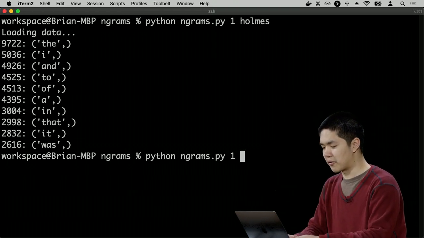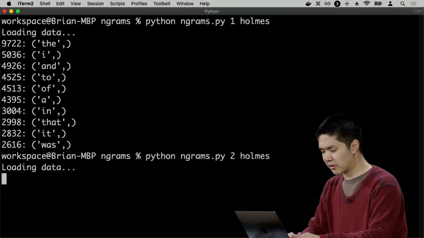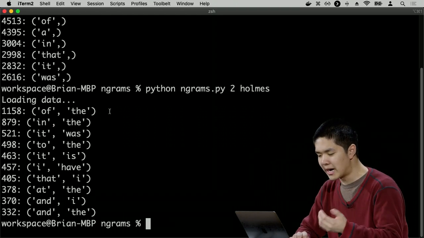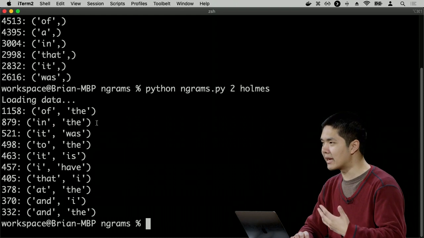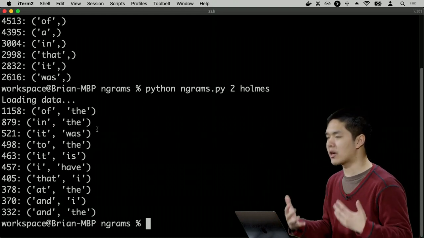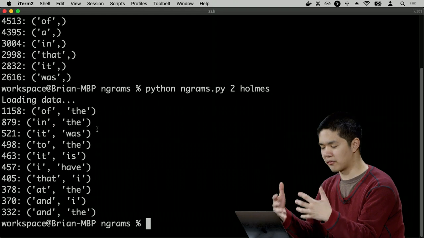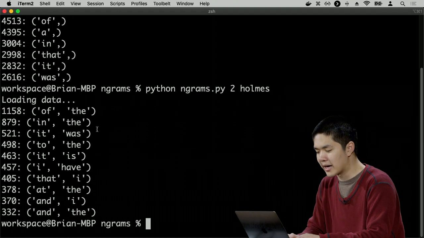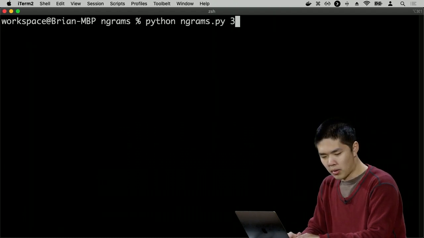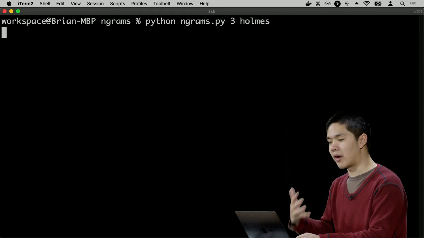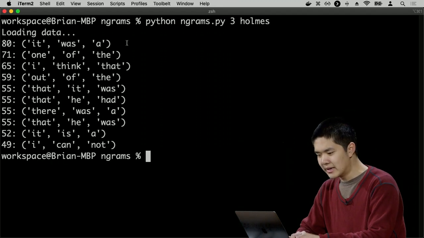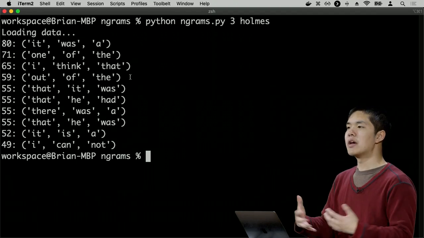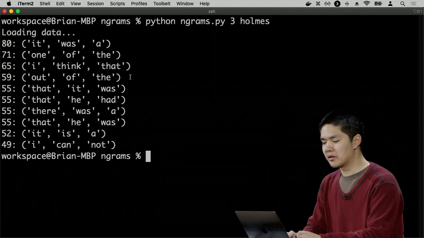So now let's check for bigrams, for example. n-grams with 2 for Holmes. And again, sequences of two words that appear multiple times: "of the," "in the," "it was," "to the," "it is," "I have," and so on and so forth. These are the types of bigrams that happen to come up quite often inside this corpus, inside of the Sherlock Holmes stories. And it probably is true across other corpora as well, but we could only find out if we actually tested it. And now, just for good measure, let's try one more, maybe 3, looking now for trigrams that happen to show up. And now we get "it was a," "one of the," "I think that," "out of the." These are sequences of 3 words that happen to come up multiple times across this particular corpus.